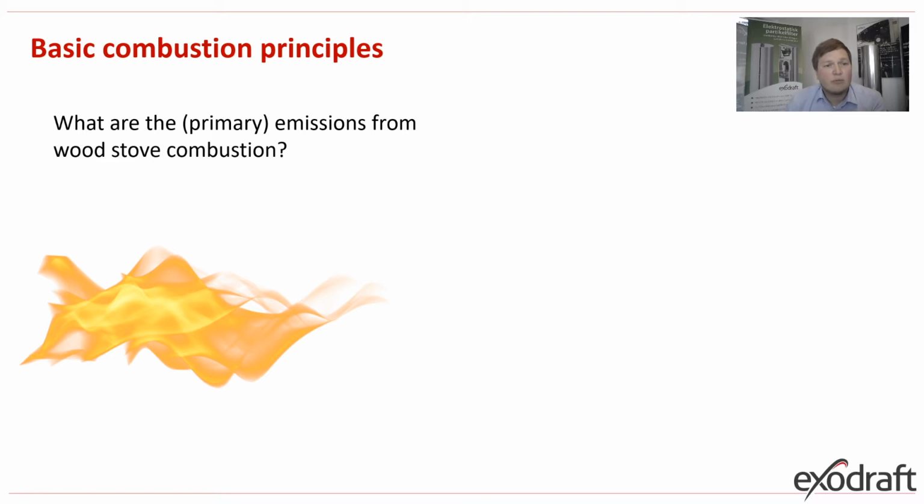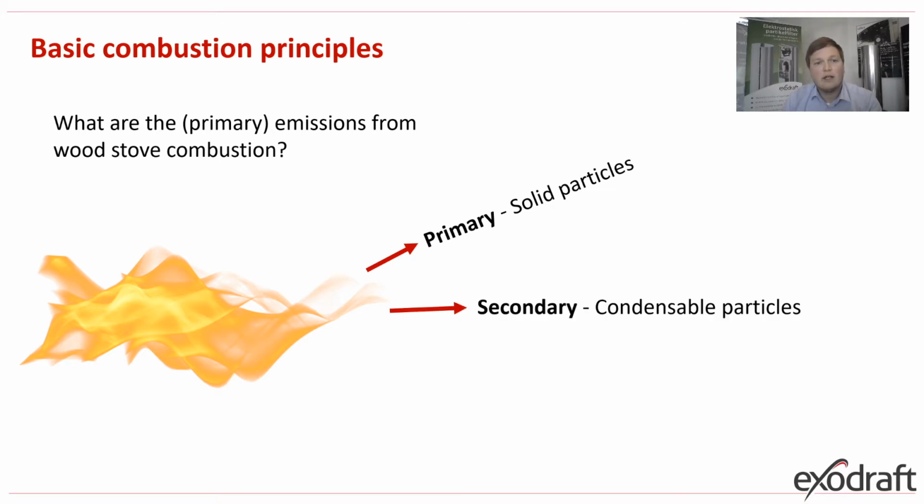What are the primary emissions from wood stove combustion? As the biggest part, we have so-called primary particles, which actually start out as solid particles. This could be soot, ash, or tar particles. And then we have secondary particles, which start their life as gas and then later on condense or form during cool down in the chimney. These are called COCs or condensable organic compounds. And then we have gas emissions, which could be CO2, CO, carbon monoxide, or VOCs, volatile organic compounds.